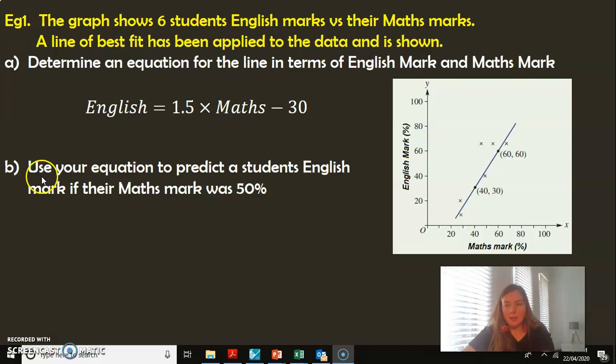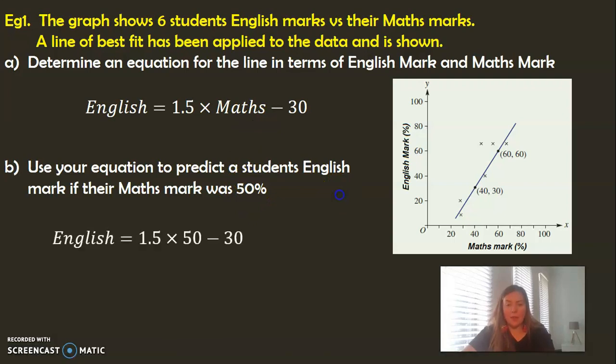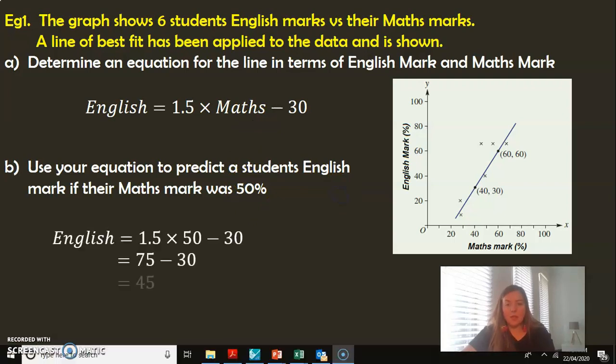This one asks us to use the equation to predict a student's English mark if their maths mark was 50%. So I know my maths mark is 50 and I want to know my English mark. I take my equation and substitute 50 into the maths part there. Solving that gives me 45. So I can make the prediction that if someone had a maths mark of 50%, then their English mark would be 45% as per my line of best fit model.